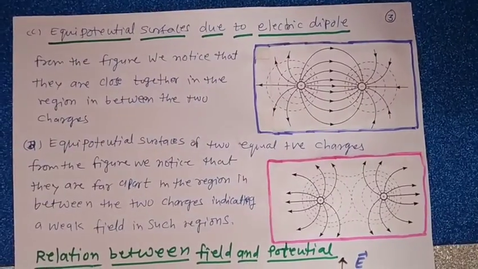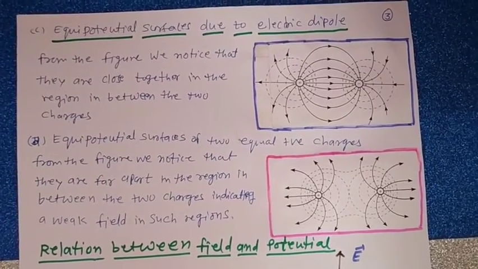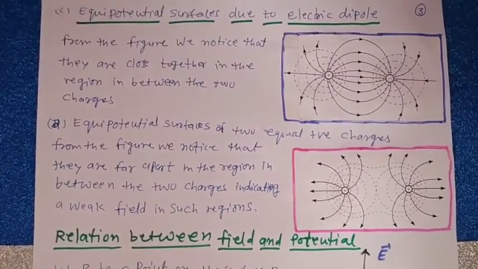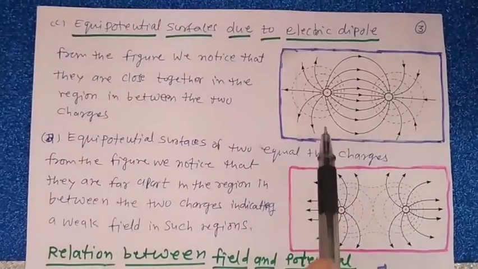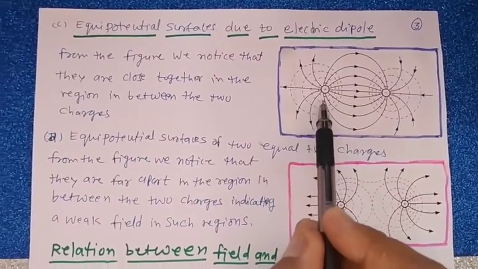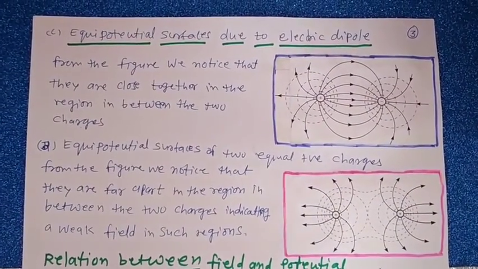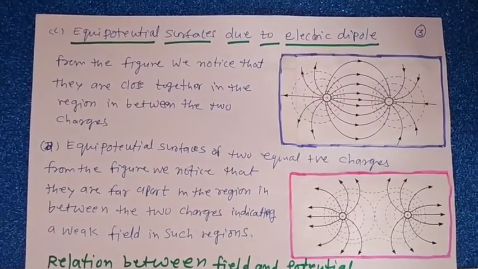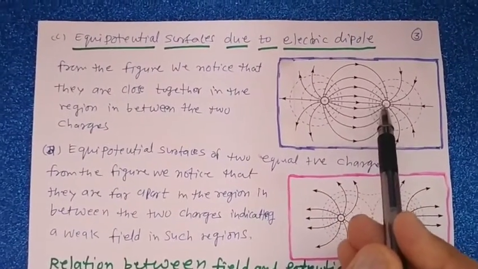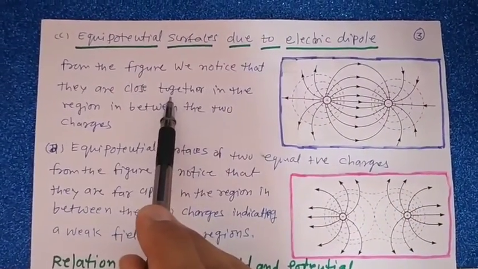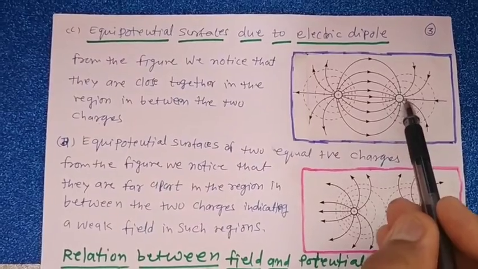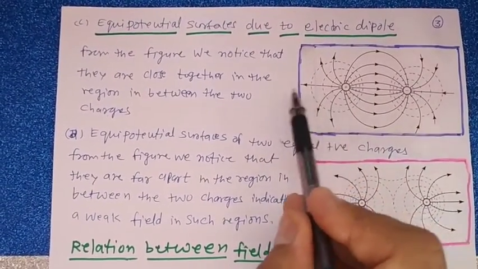Equipotential surface due to an electric dipole. As you know, an electric dipole is just a pair of two equal and opposite charges. So from the figure we notice that the dashed lines represent the equipotential surfaces due to the electric dipole. Very important from this diagram: between the two charges, we notice that they are close together in the region in between the two charges. Here they are closer, but apart from that, in this direction they are far apart.